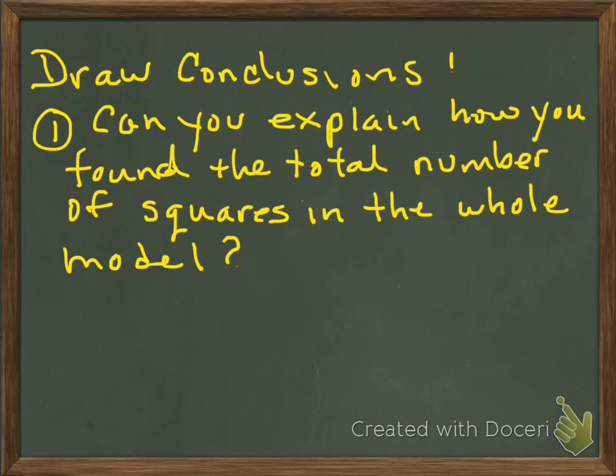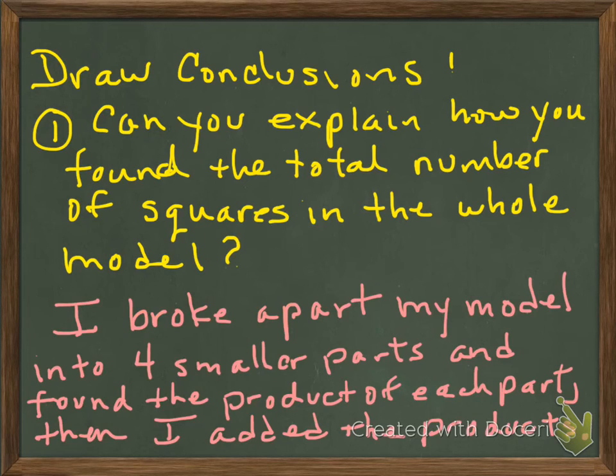We'd like to draw some conclusions. The first question I have for you is, can you explain how you found the total number of squares in the whole model? Let's think about that for a minute. All right, good job. Let's see if we can write an answer then. One possible answer is this. I broke apart my model into 4 smaller parts. Those are the 4 grids that we saw in the different colors. And I found the product of each part. Then I added the products. Adding those partial products together gave me my total sum.